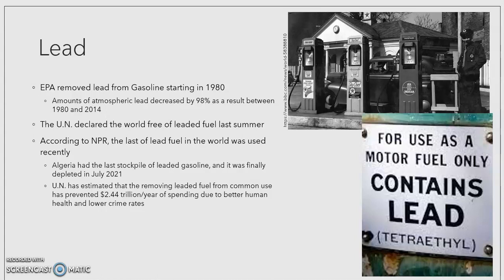So things like lead mitigation can actually save the world and the country a lot of money and damages to people's health and environmental impacts down the line, because the UN estimated that removing leaded fuel from common use prevented $2.4 trillion of spending per year because of better human health and lower crime rates, which was associated with lead toxicity.